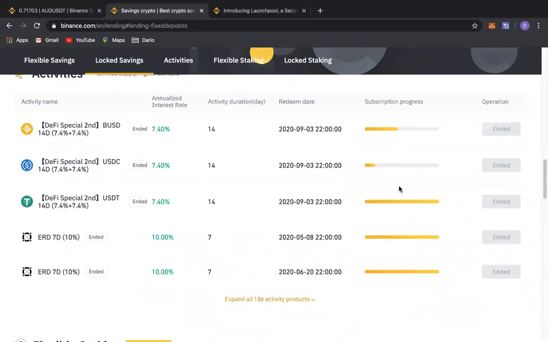And also we have up here the activities tab. So right now they're all ended, but sometimes new things come and go. They have special staking options where you can earn. For example, this was a USDT special for 14 days, and you'd get a 7.40% annualized interest rate.